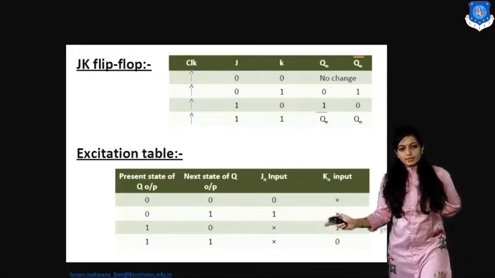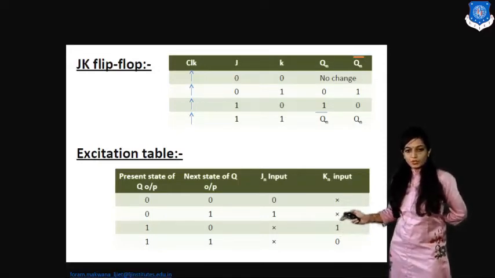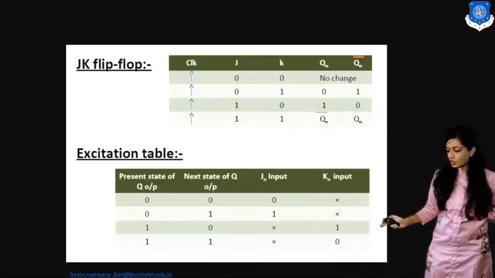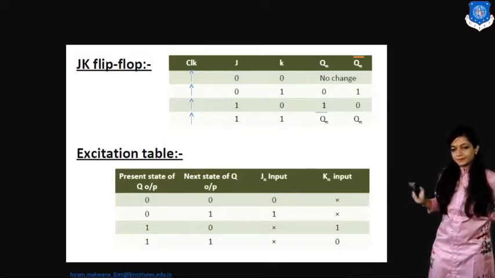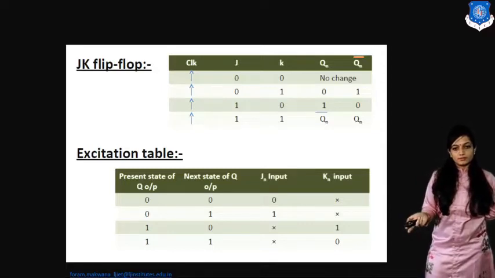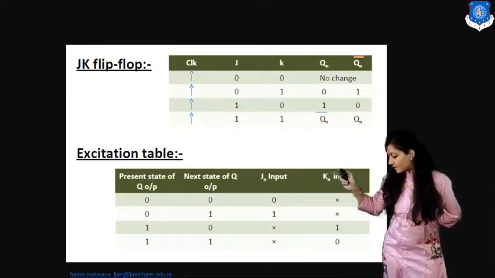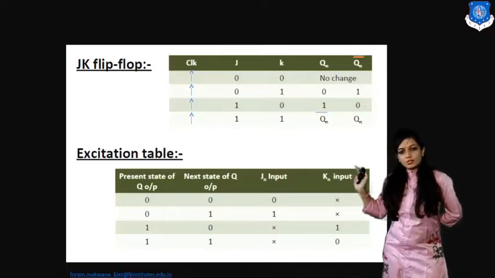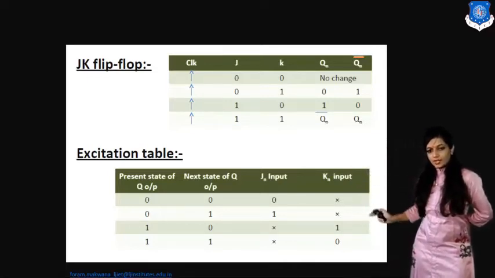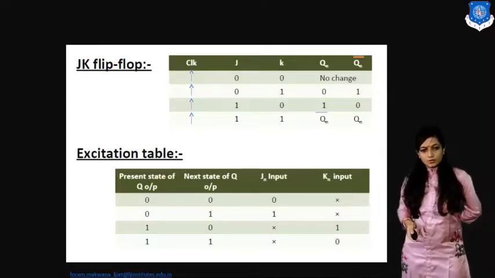For present state Q equal to 1 and next state equal to 0, the value of J is cross and K is 1. Cross means 0 or 1. And when my present state and next state are not going to change, J is equal to cross and K is equal to 0.